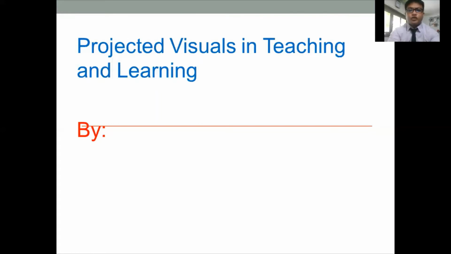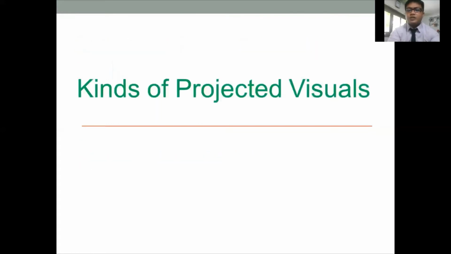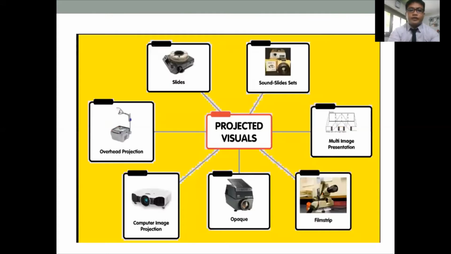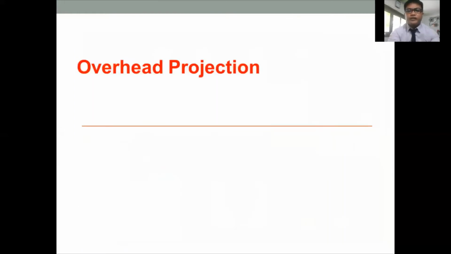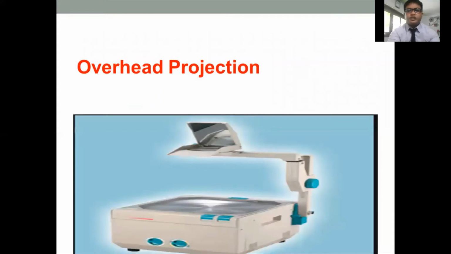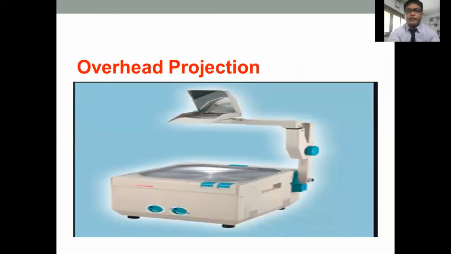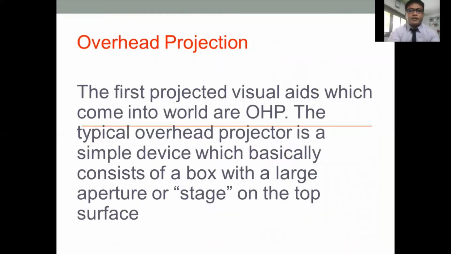So let me introduce to you the kinds of projected visuals. We have slides or overhead projection, slides, sound slide set, multi-image presentation, film strip, opaque, and computer image. So let's discuss one by one. Number one is overhead projection. What is overhead projection? This is the image for overhead projection. The first projected visual aid which came into the world is the OHP or overhead projection.